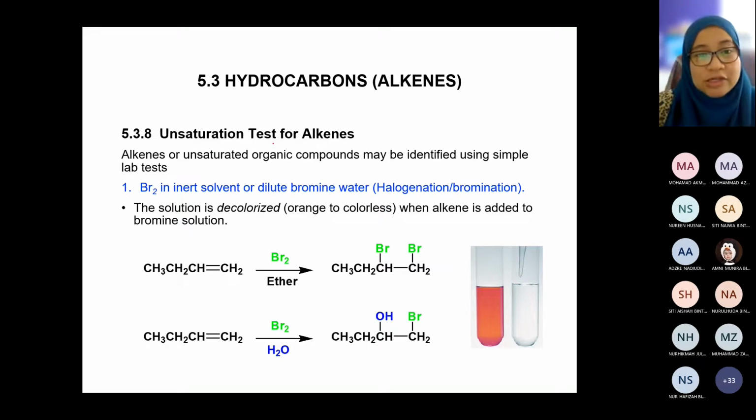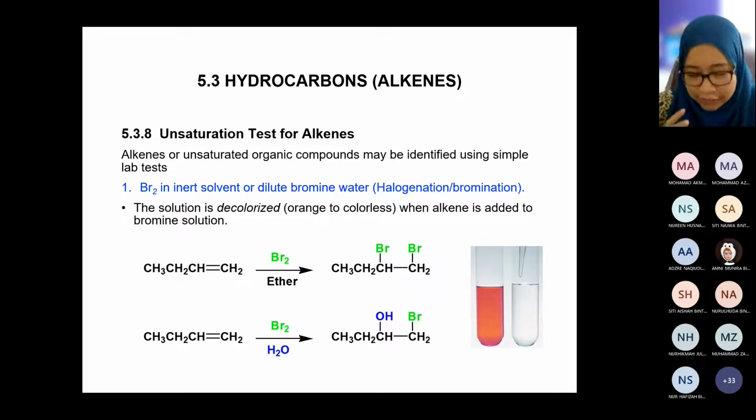Next will be the unsaturation test for alkenes. Alkenes, or unsaturated organic compounds, may be identified using simple lab tests. We can indicate the presence of alkenes by using these tests. We have 3 tests that we can apply. For example, in the lab you have 2 unknown chemical bottles, and you only know that one of them is an alkene and the other is an alkane, but you don't know which is which.